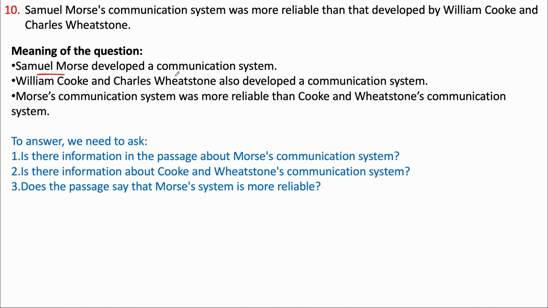Samuel Morse developed a communication system. William Cook and Charles Wheatstone also developed a communication system. The question says that the system developed by Morse was more reliable than the system developed by Cook and Wheatstone. Reliable means dependable, that is something we can trust or depend on.